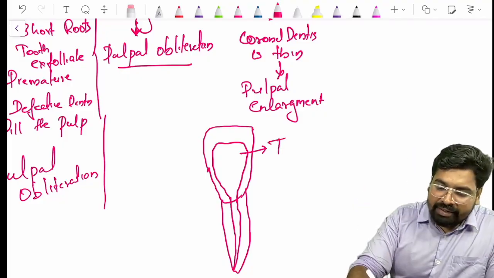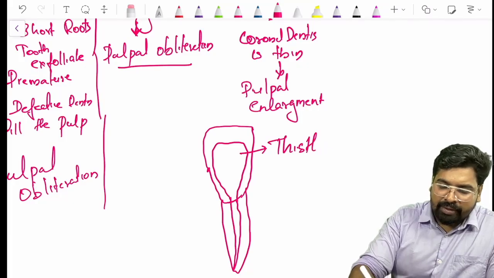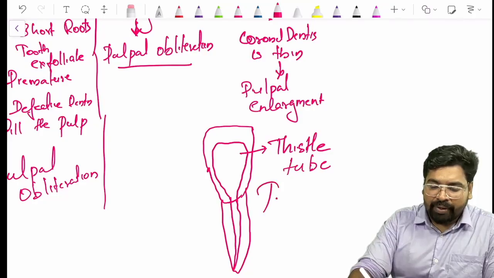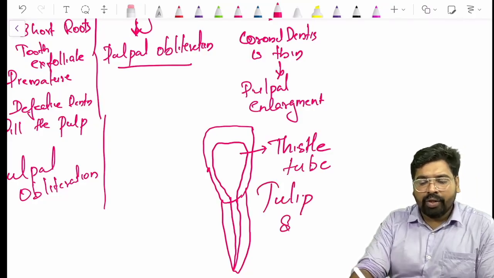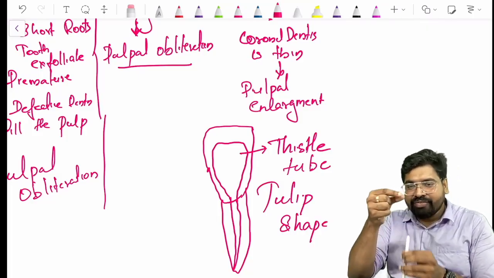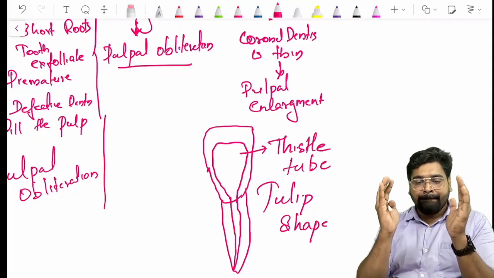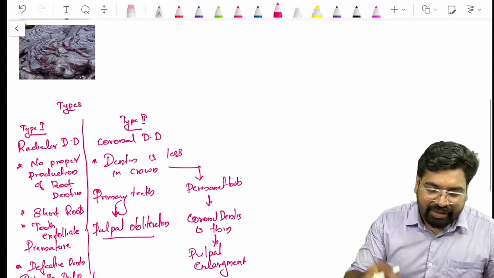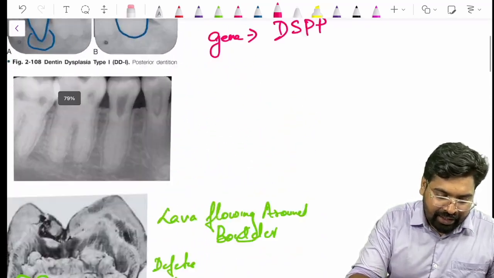It is called a thistle tube appearance, or we say tulip. Have you seen a tulip flower? You know the tulip flower. The stalk of the tulip flower is very thin and the flower itself is a little bulkier, right? It bulges like this. So that appearance is seen in your type 2.